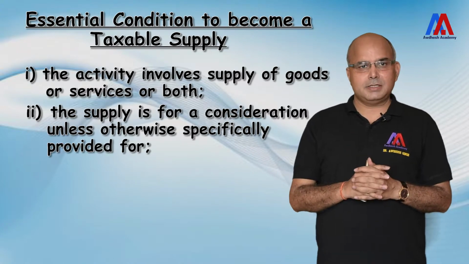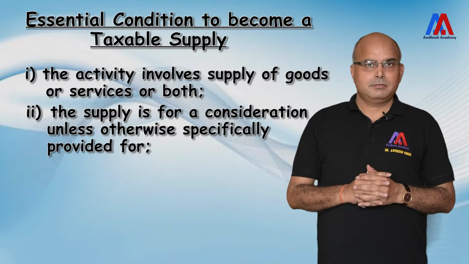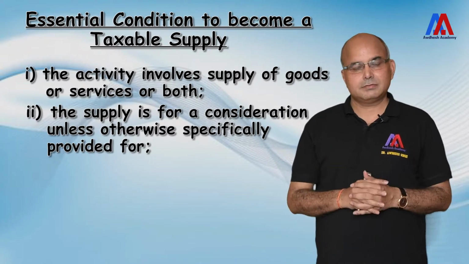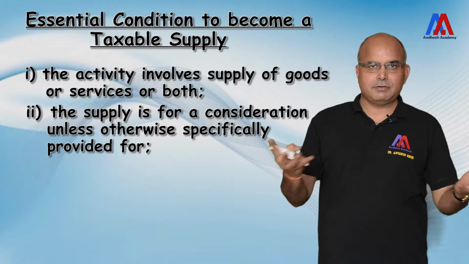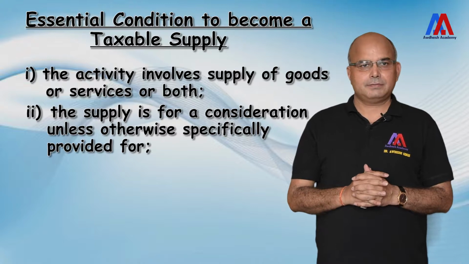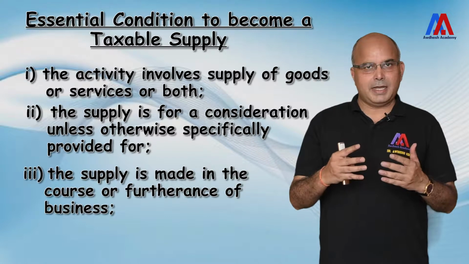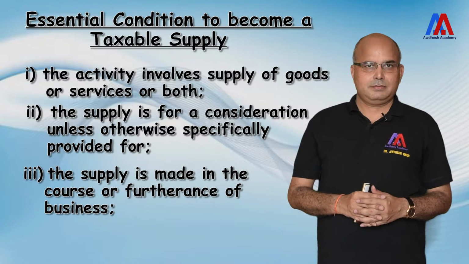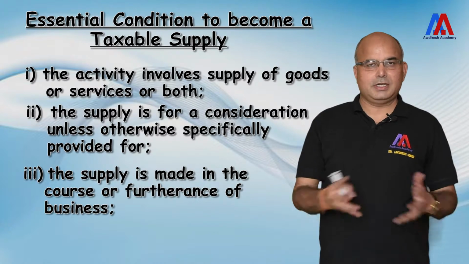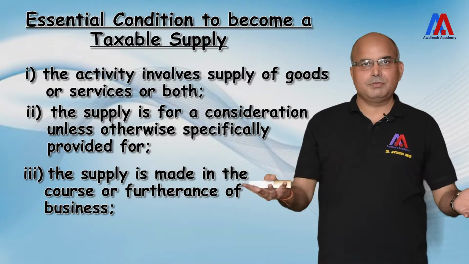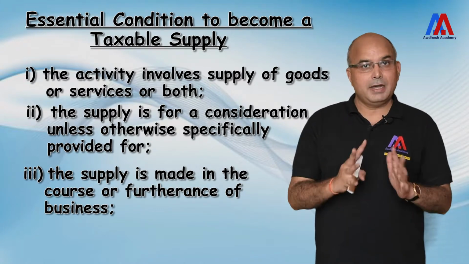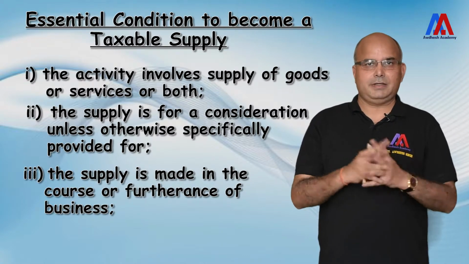The second important thing is that the supply should be for a consideration. That means if I am doing something for free, then it is not taxable. Of course, there are exceptions that we will discuss later on. But by and large, there should be a consideration for supply. The third important thing is that the supply is for the furtherance of business. That means if I am not doing it for the sake of business, let us say I am a charitable organization and I have absolutely no business interest, I am serving the poor, doing everything for free, there is no business interest involved, and by and large it is not a taxable supply.